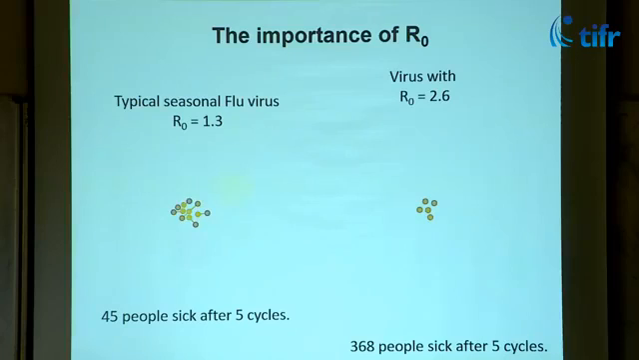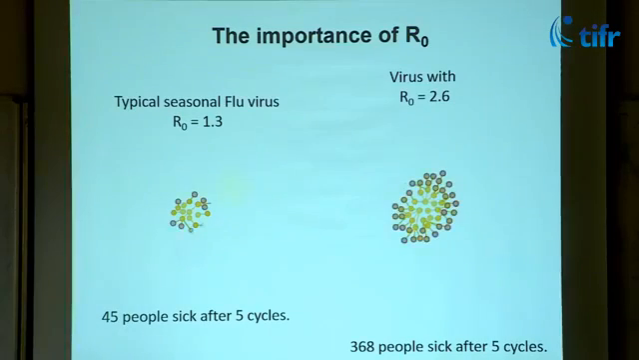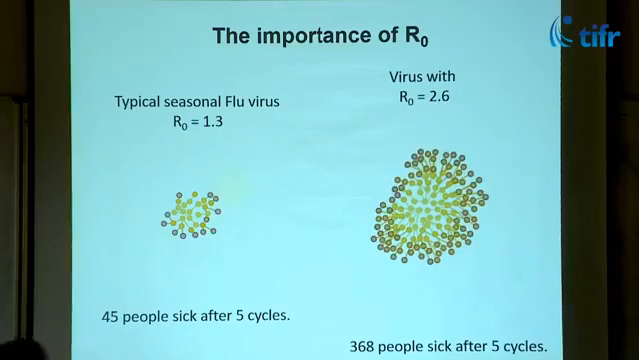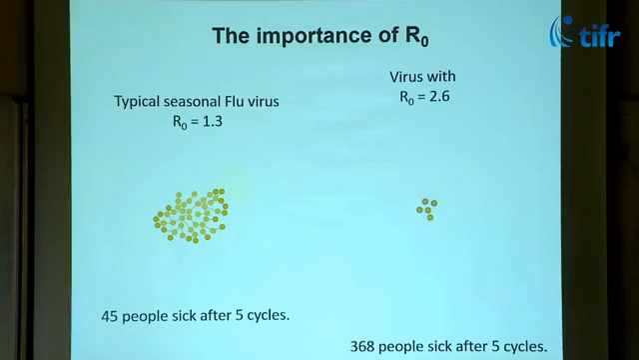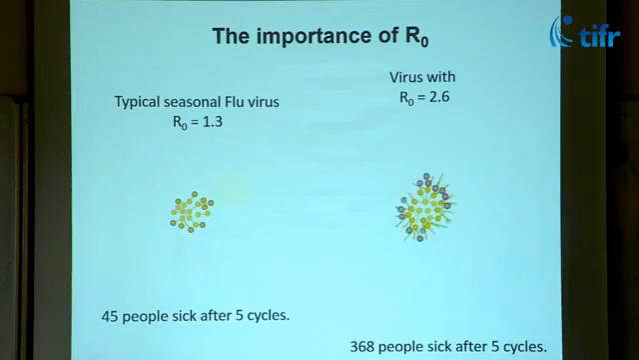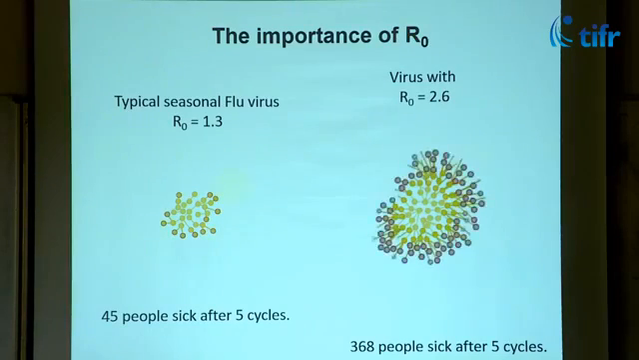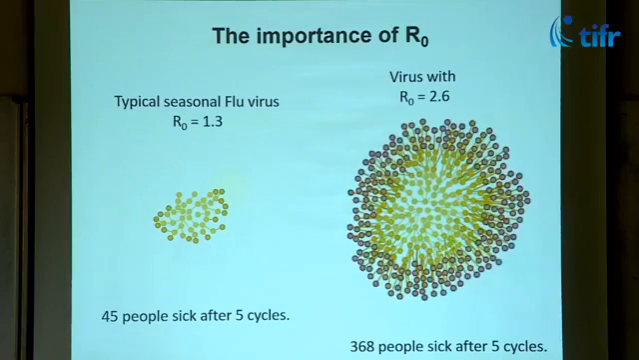So this is to explain the importance of R naught. If your virus infects on average 1.3 people, then you can see that after 5 cycles, 45 people get infected. However, if you have a virus which has an R naught of 2.6, then after 5 cycles, as you will see, this same virus could infect 368 people. So this happens in a chain reaction format.